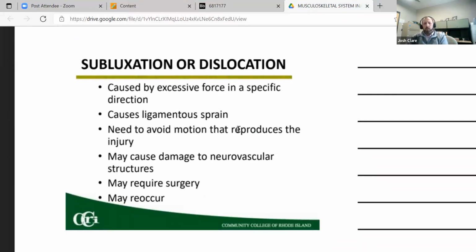Subluxation or dislocation injuries. Dislocation is entire separation of a joint. Subluxation is a mild one, caused by excessive force in a specific direction. So in the shoulder, if it's abducted to 90 and externally rotated to 90 with force, it can dislocate my shoulder anteriorly. Again, that subluxation is only a partial displacement. Dislocation is fully displaced.